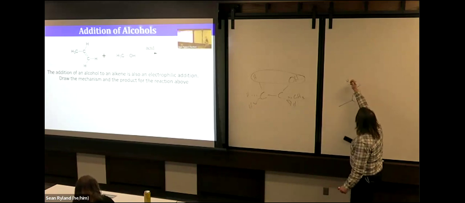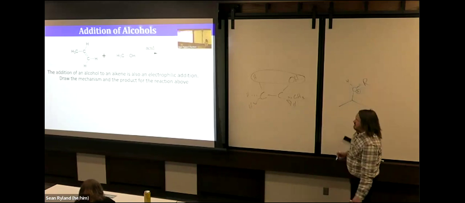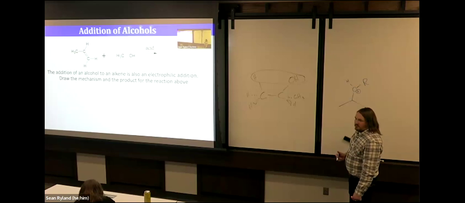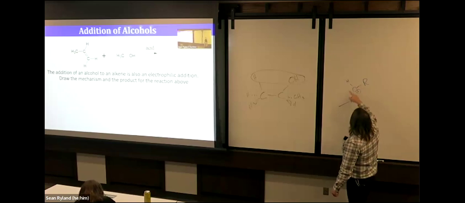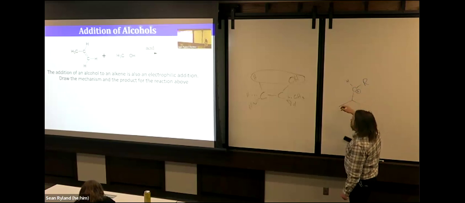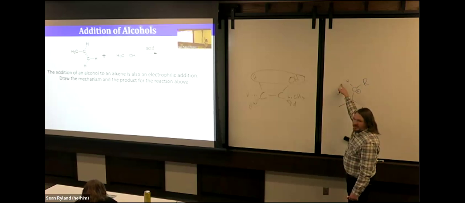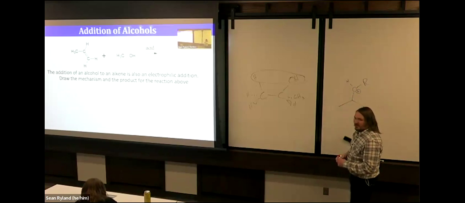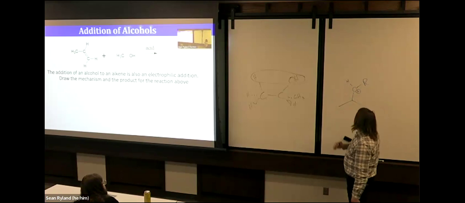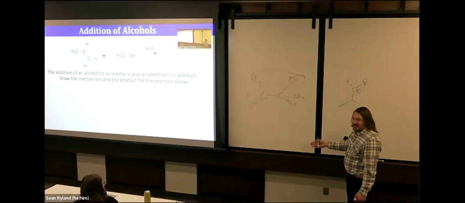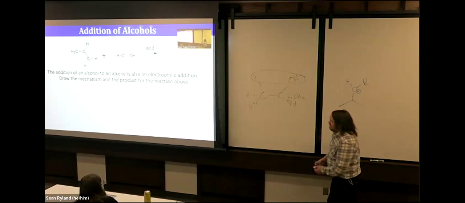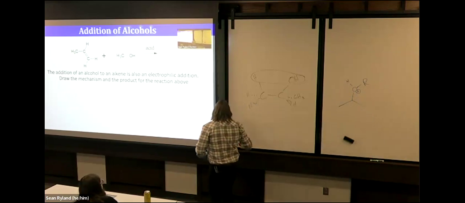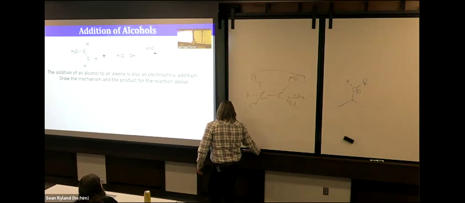So if I replace one of these with an R group, so this really works for any alcohol, then our proton transfer is just going to pull this hydrogen off, and we're going to wind up making an ether instead of making an alcohol. Instead of just adding an OH group, we added an oxygen attached to another carbon. But again, same exact mechanism, with a slightly different product.